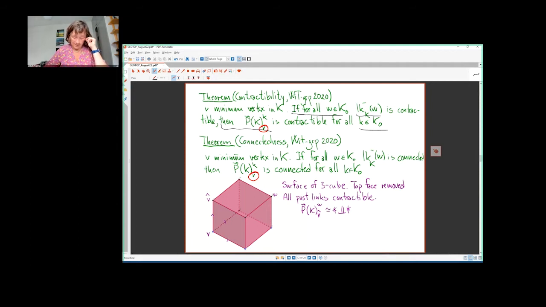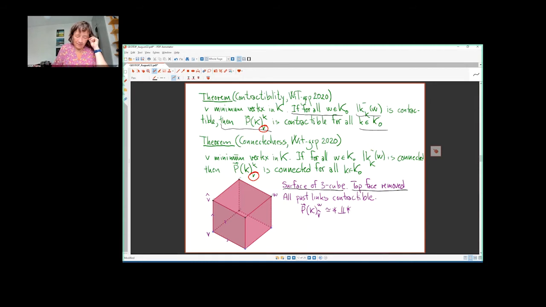So something like that. Now let's look at the problem if we try to not take this minimum vertex. This is the surface of the 3-cube, and I've removed the top face. A lot of my examples are removing faces of the surface of the cube. So here it's the top face.